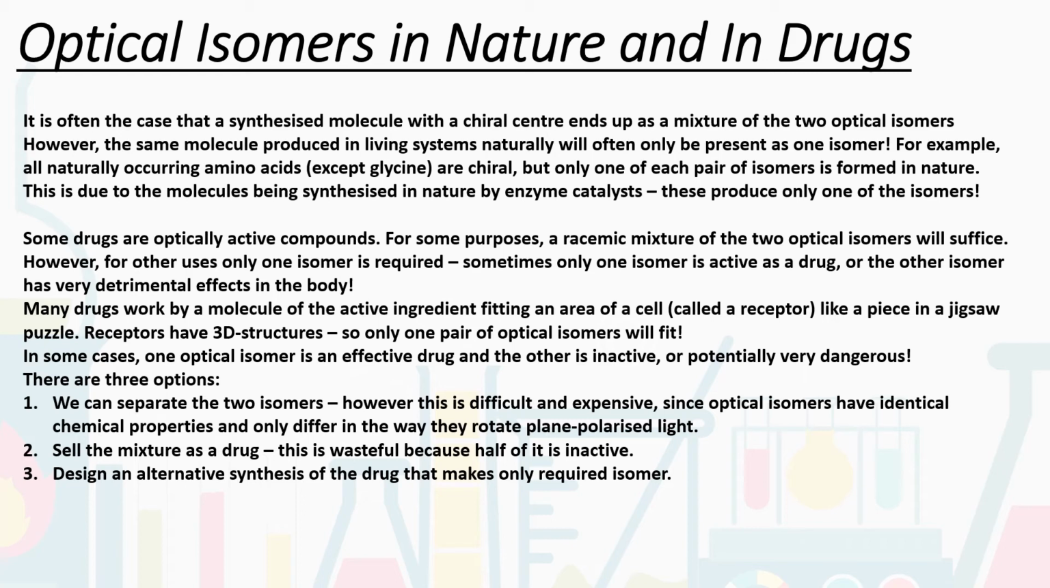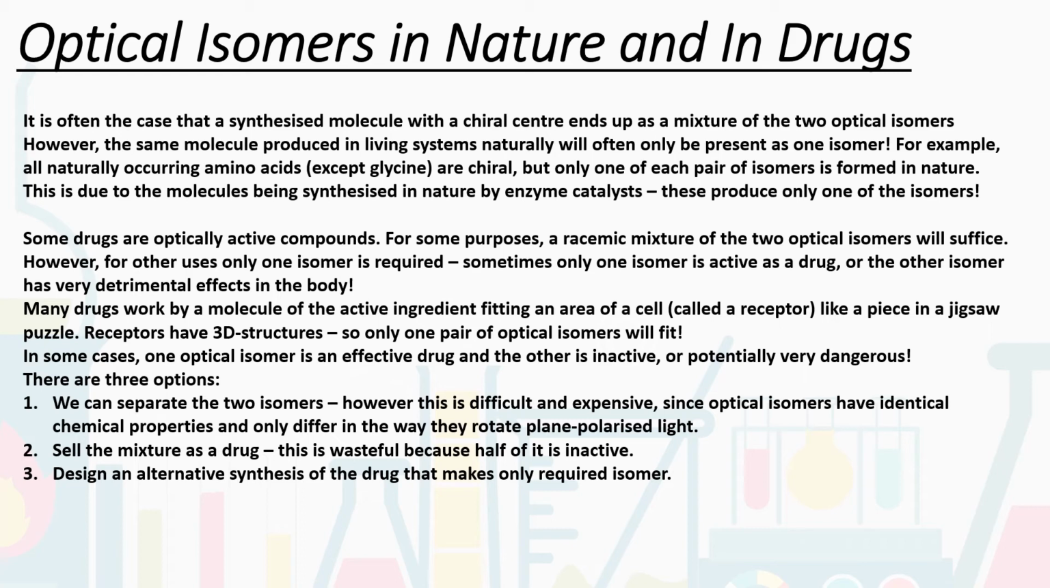And so many drugs work by a molecule of the active ingredient fitting into an area of a cell called a receptor. And it's like a piece in a jigsaw. Again, it's very shape selective. One fits perfectly into the hole, if you like, of the receptor. And so receptors have 3D structures, and so much like the enzymes we just talked about, they're very shape selective, and so only one of the pair of optical isomers will fit.